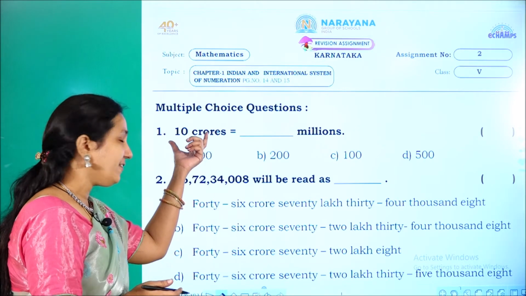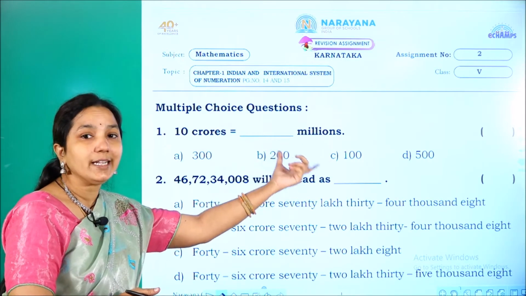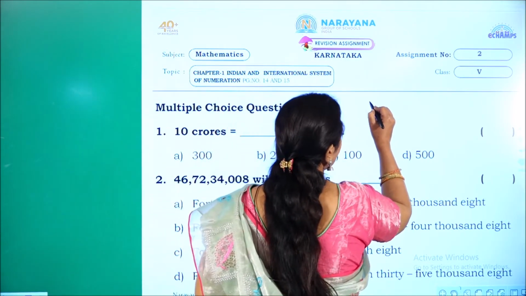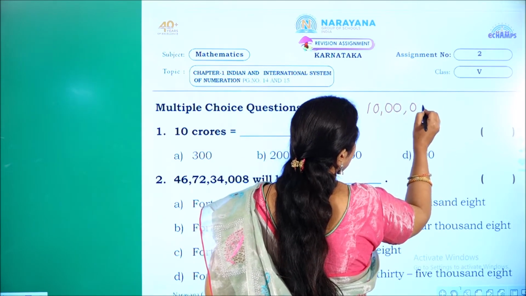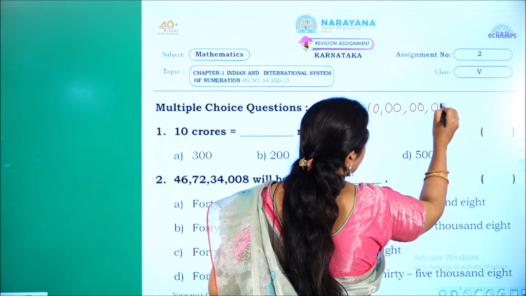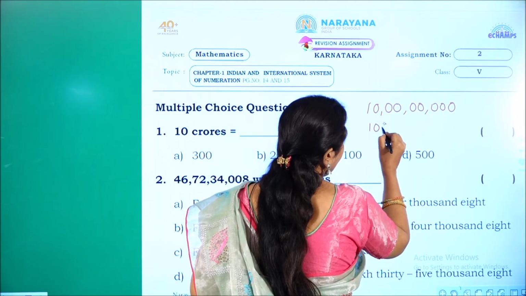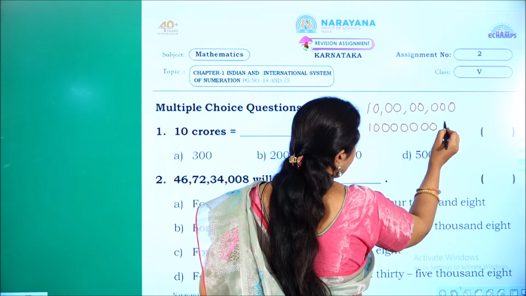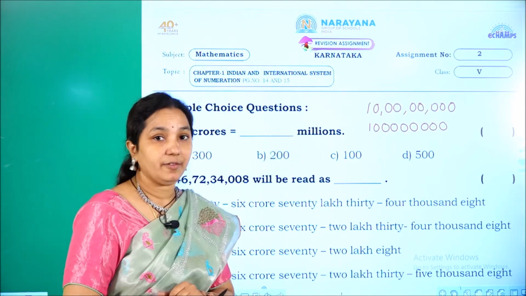So here the given number is in Indian system, but we have to write in international system. So first write the 10 crores. How to represent 10 crores? Same number I am taking without commas. So same number I written here.